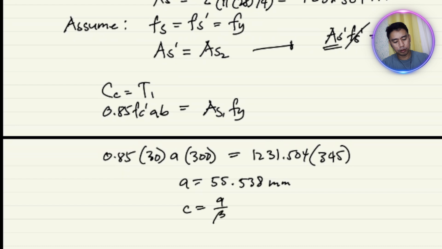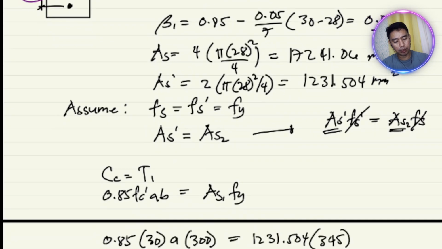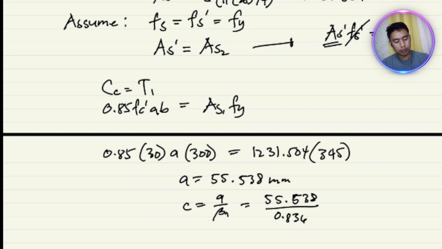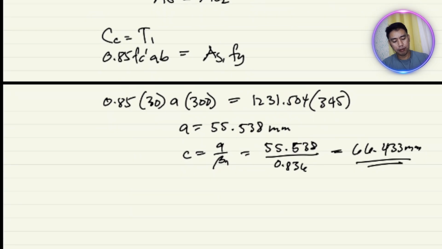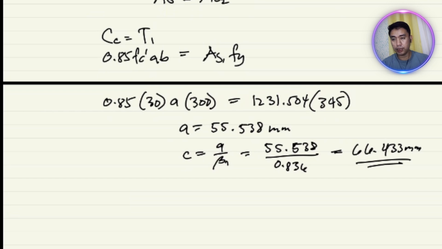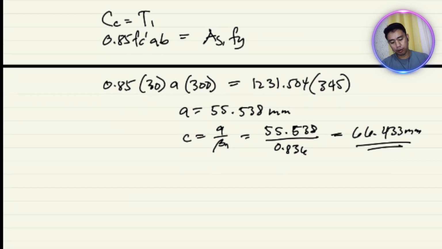c is equal to a over beta 1. So, good thing we solved already beta 1. So, we can say 55.538 over our beta 1 is 0.836. Then this is equal to 66.433 mm. Take note ha, ang c should always be greater than a. Pag greater yung a mo kaysa sa c, that means may mali sa calculation. Okay? So we have c, so we can check assumption.